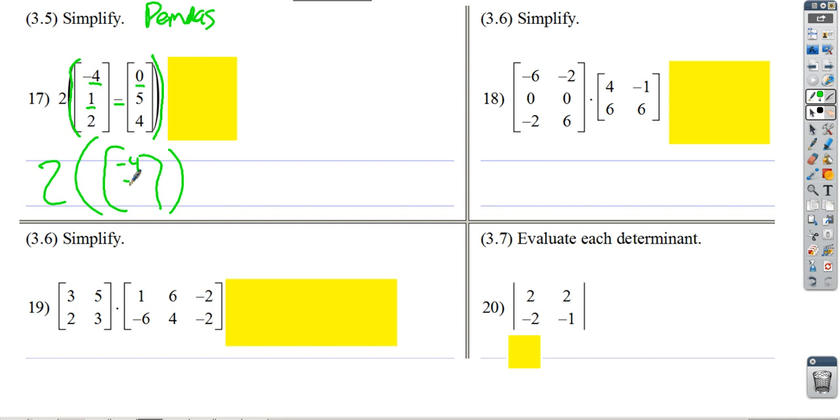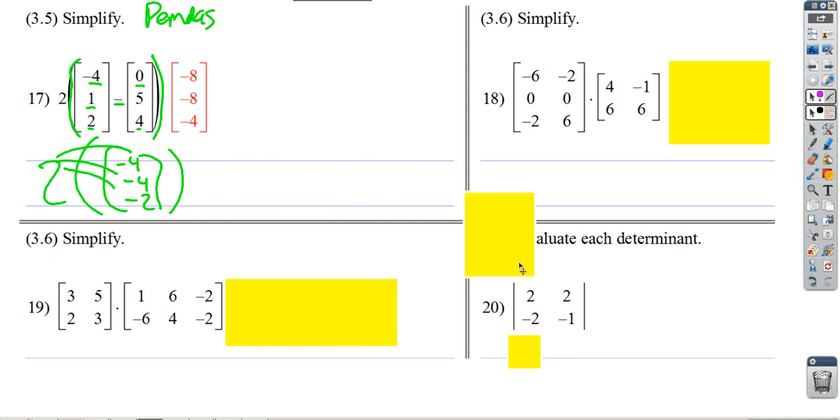1 minus 5 would be negative 4. 2 minus 4 would be negative 2, and then we just need to distribute the 2 to each thing. 2 times those negative 4s would be negative 8s, and then 2 times negative 2 would be negative 4.